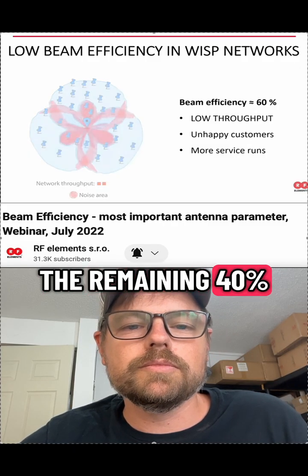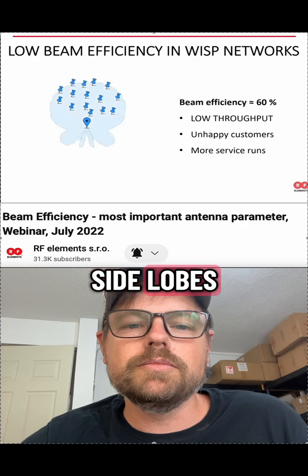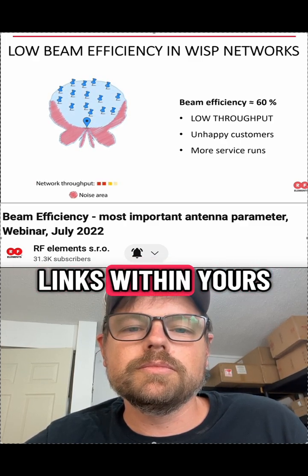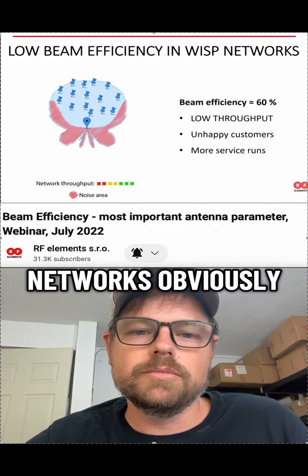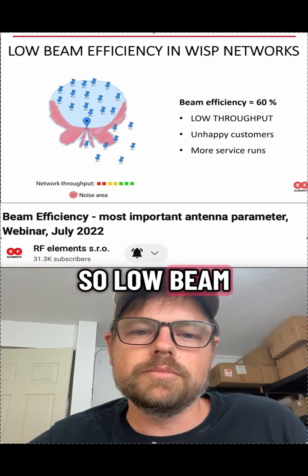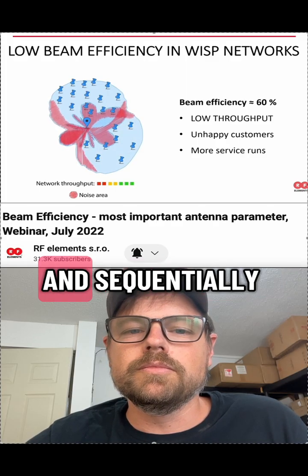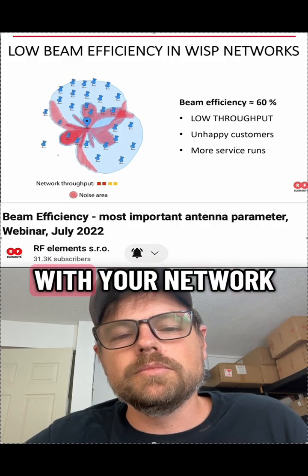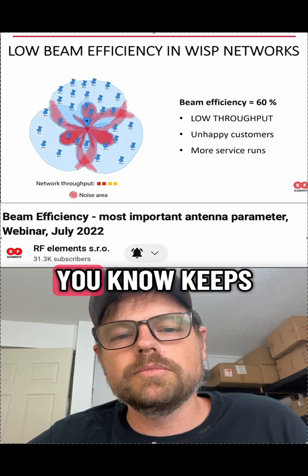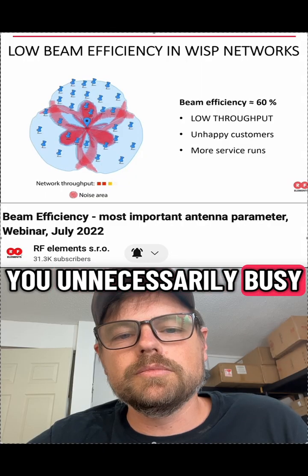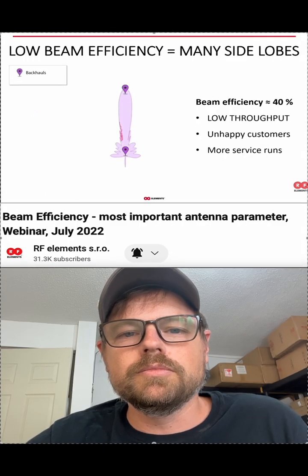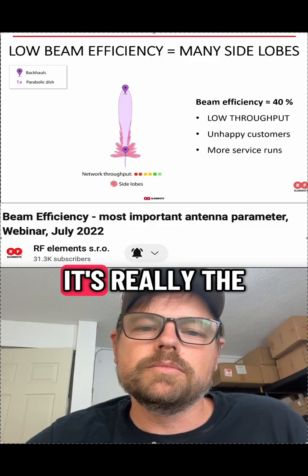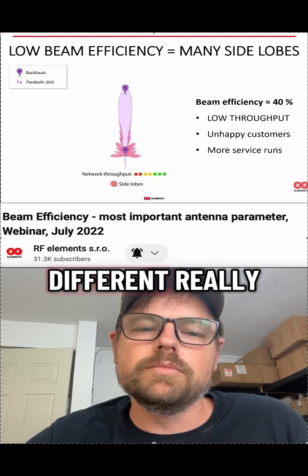The remaining 40% of the energy is in the side lobes that collect and transmit interference to other links within yours, but also competitors' networks, obviously. So low beam efficiency equals lower throughput, consequently more unsatisfied customers, constant issues with your network, and that keeps you unnecessarily busy. Low beam efficiency of dish antennas works in a very similar way. It's really the same.